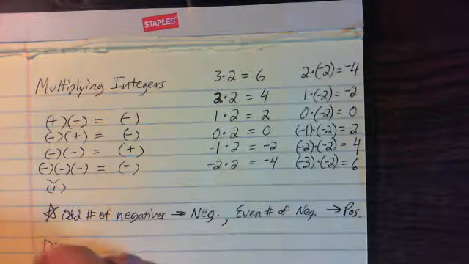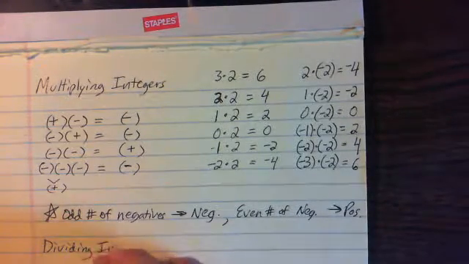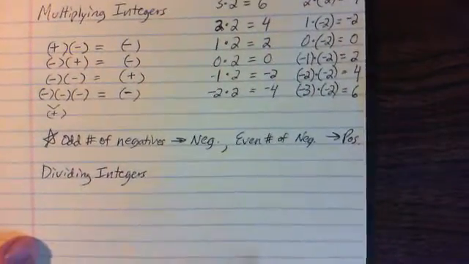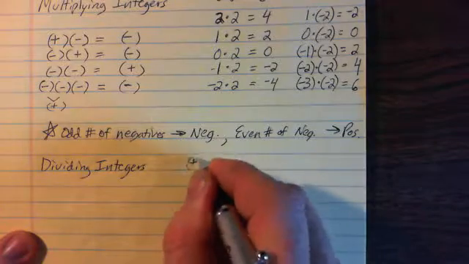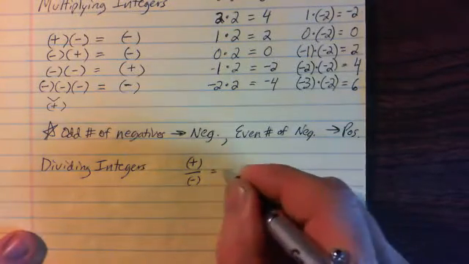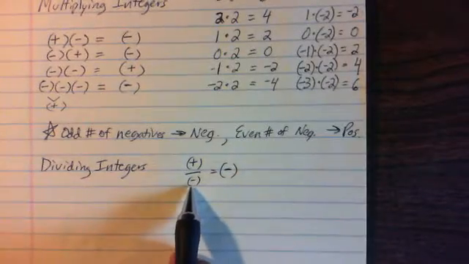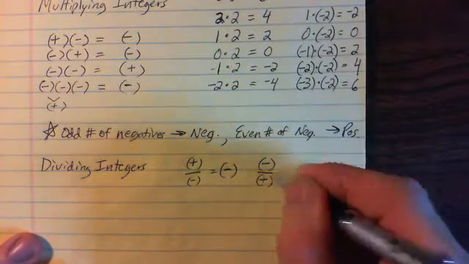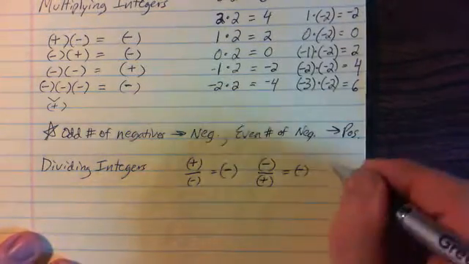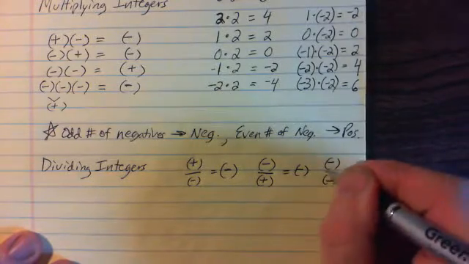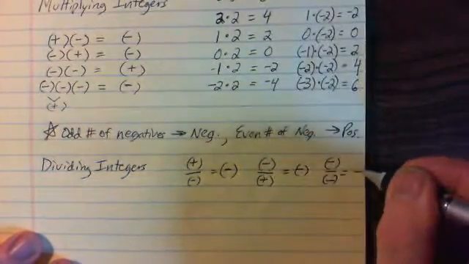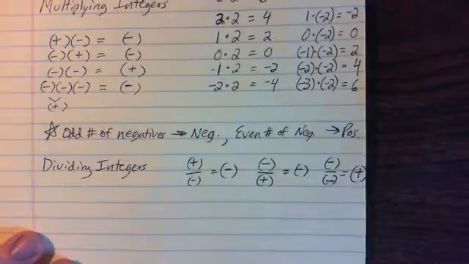Now what about dividing figures? Well, the same rules apply. If you have positive divided by a negative, that is going to be a negative because you have an odd number of negatives. You have a negative divided by the same thing. But if you have a negative divided by a negative, because of the rule of number of negatives, this would be positive. Okay?